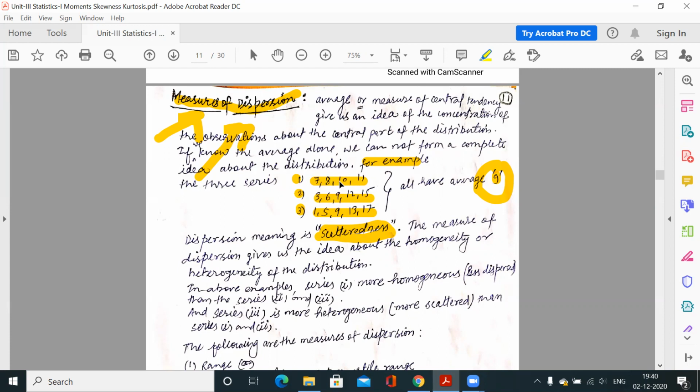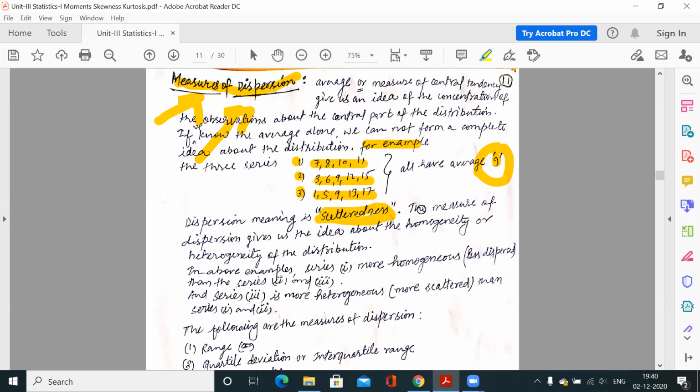So in the first series they are scattered, meaning all values are not equal to 9, but they are scattered less, as compared to the second and third series. So the measure of central tendency gives us the idea about the homogeneity or the heterogeneity of the distribution. Homogeneity means that the points are similar to 9. The heterogeneity tells us that the points are not similar to the central value.